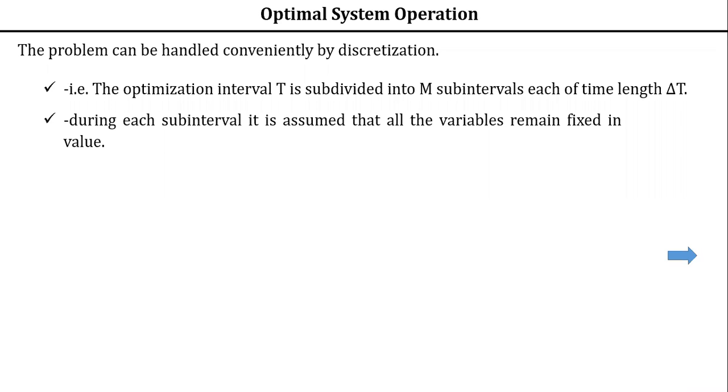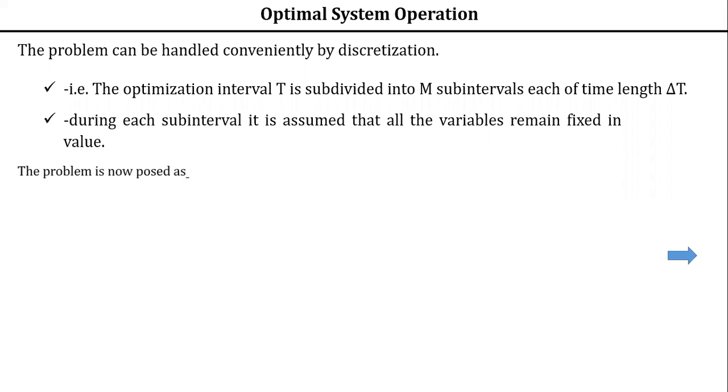Now during each sub interval, it is assumed that all the variables remain fixed in value. Understood? So for 0 to T, consider 1 week, 0 to 7 days. You divide this 0 to 7 days into first day, second day, third day sub intervals. First day means 0 to 24 hours, second day means from 24 hours to 48 hours, and so on. So the time length will be delta T here. During each sub interval, the variable values are assumed fixed.